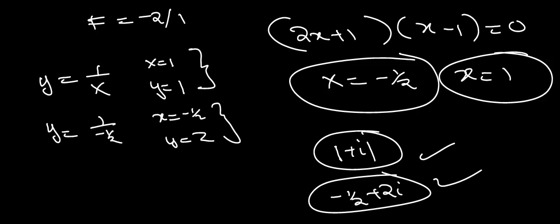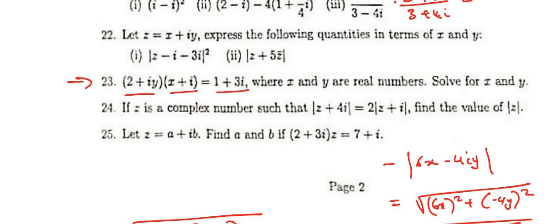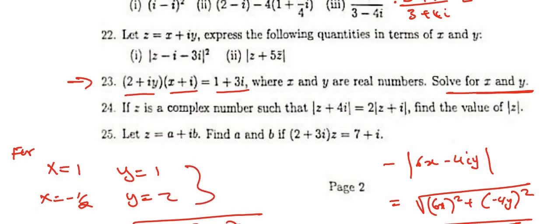Okay. Yeah. So when showing it, where do you end, or how do you conclude, do you conclude in a certain way? So in this case, you say x is equal to 1, y is equal to 1. For x is equal to -half, y is equal to 2. Give them like this.